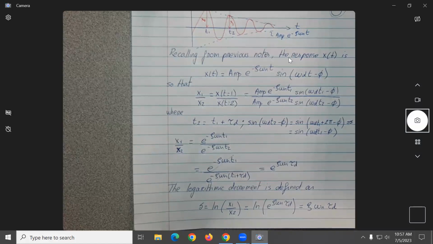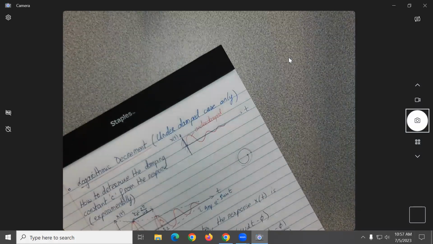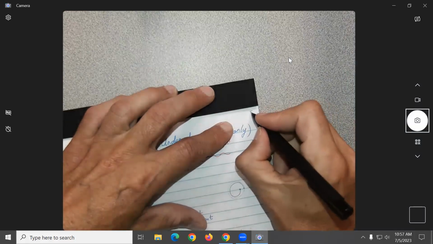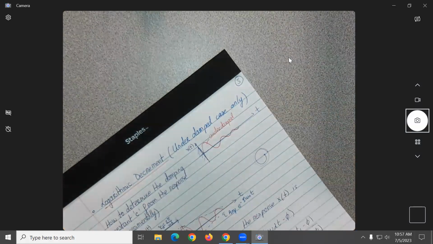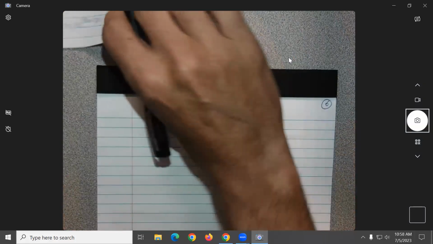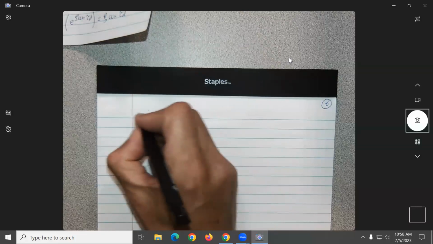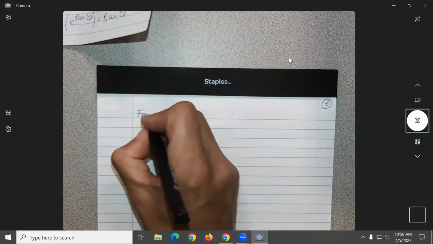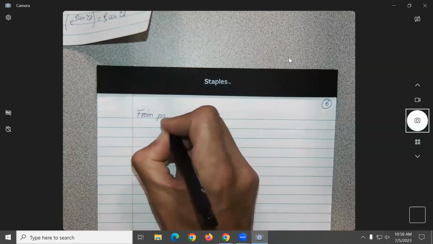Are you done copying the last line? Okay, so I need to go to the next line. 1, 2, 3, 4, 5, 6. So basically, let me just rewrite this from the previous page.